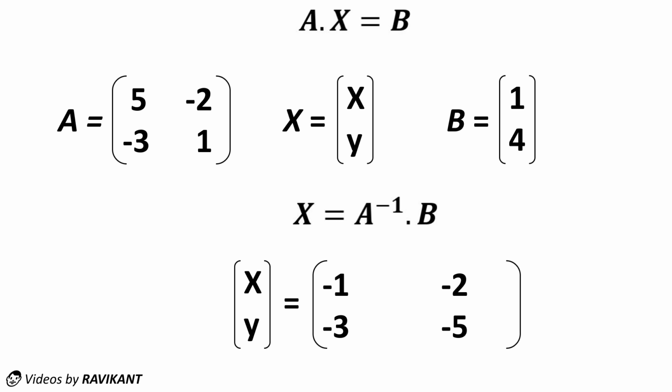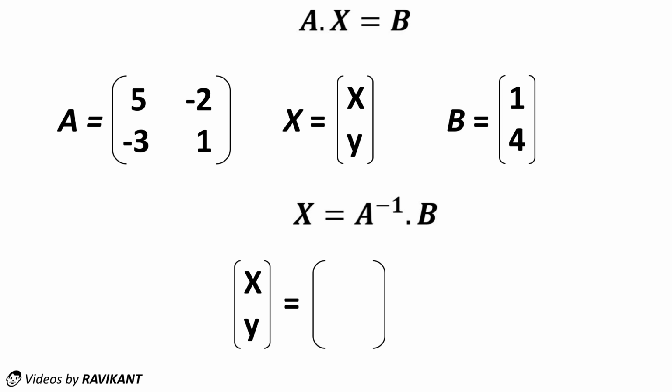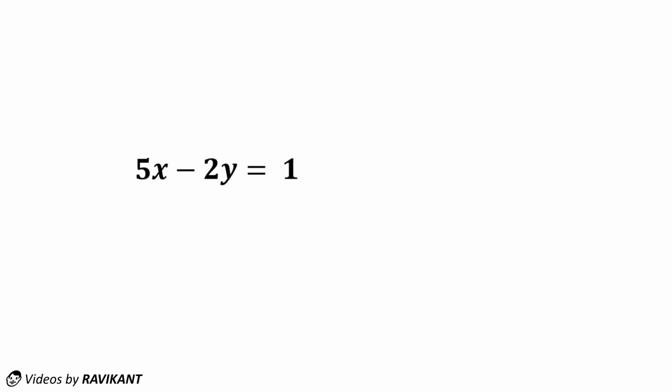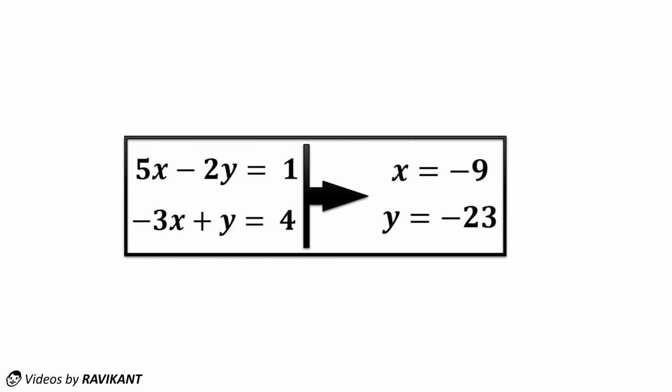Now multiply both matrices, then we have the following equation. After calculating these equations, we have minus 9 as the element of the first row and minus 23 as the second row. Here the value of x is equal to minus 9 and the value of y is equal to minus 23. So you all can see that by this method we also get the same result. And this is another way of solving two linear equations of two variables.